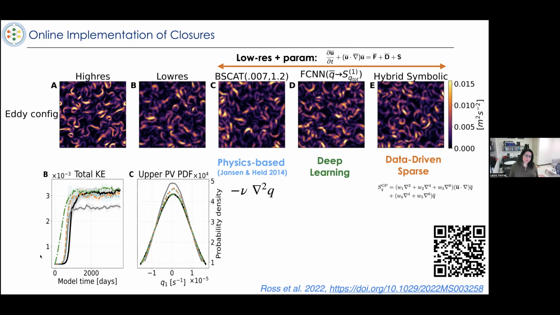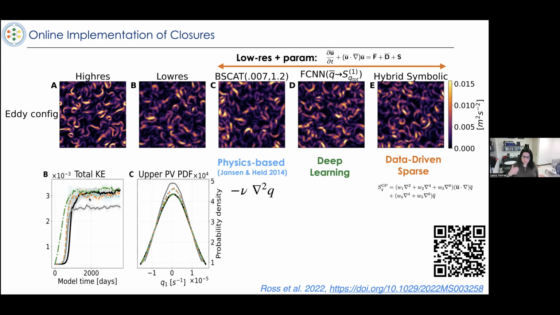We look at something a tad bit more quantitative. So we have done here kinetic energy as a function of time. The black line is the high resolution simulation. Coarse resolution is in gray. So as we all expect, less kinetic energy in the coarse resolution model. Each one of the parameterizations, so deep learning is in green, orange is the sparse equation discovered, and blue is Jensen and Held.